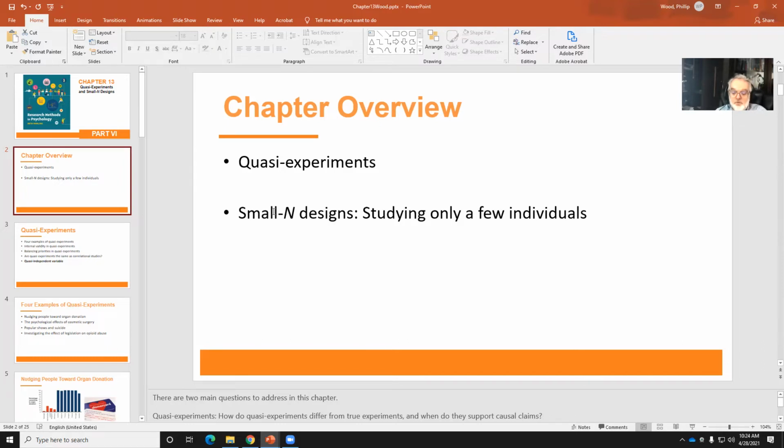Small n designs are where you're not looking at populations of people, you're looking at following maybe even just one person. And fair warning, my postdoc for 3 years at Penn State was in how to analyze data gathered from one person over the course of time.